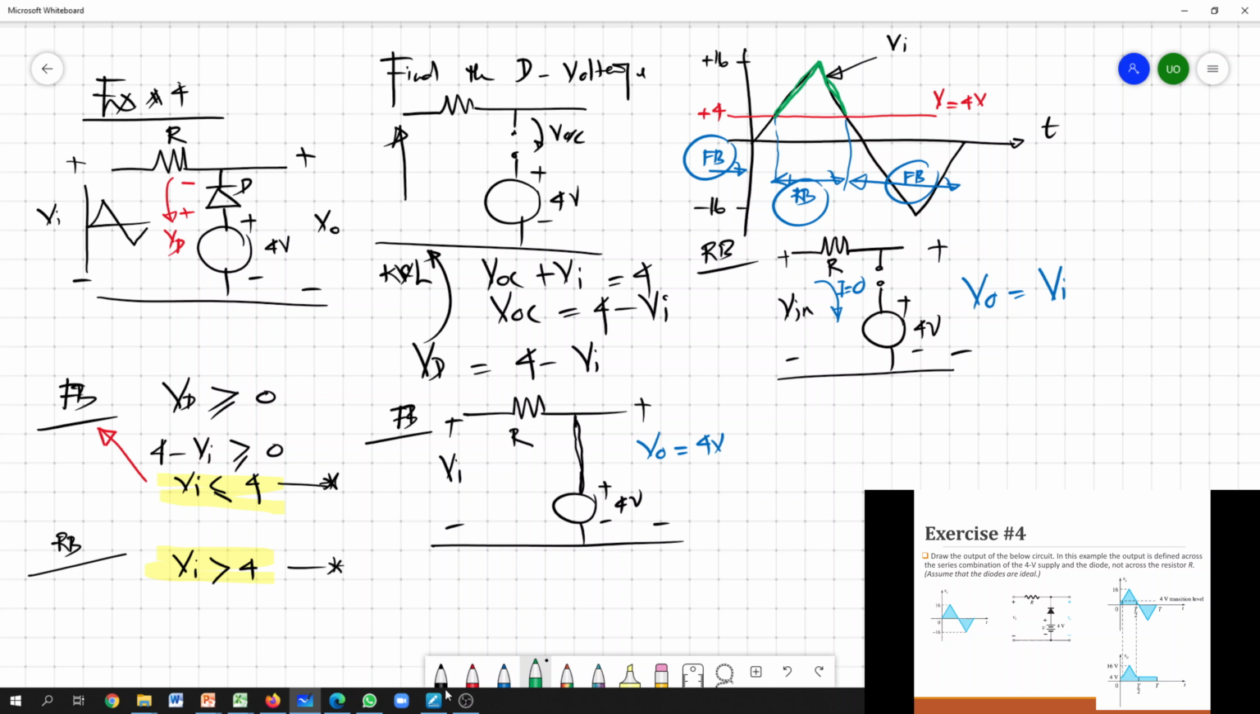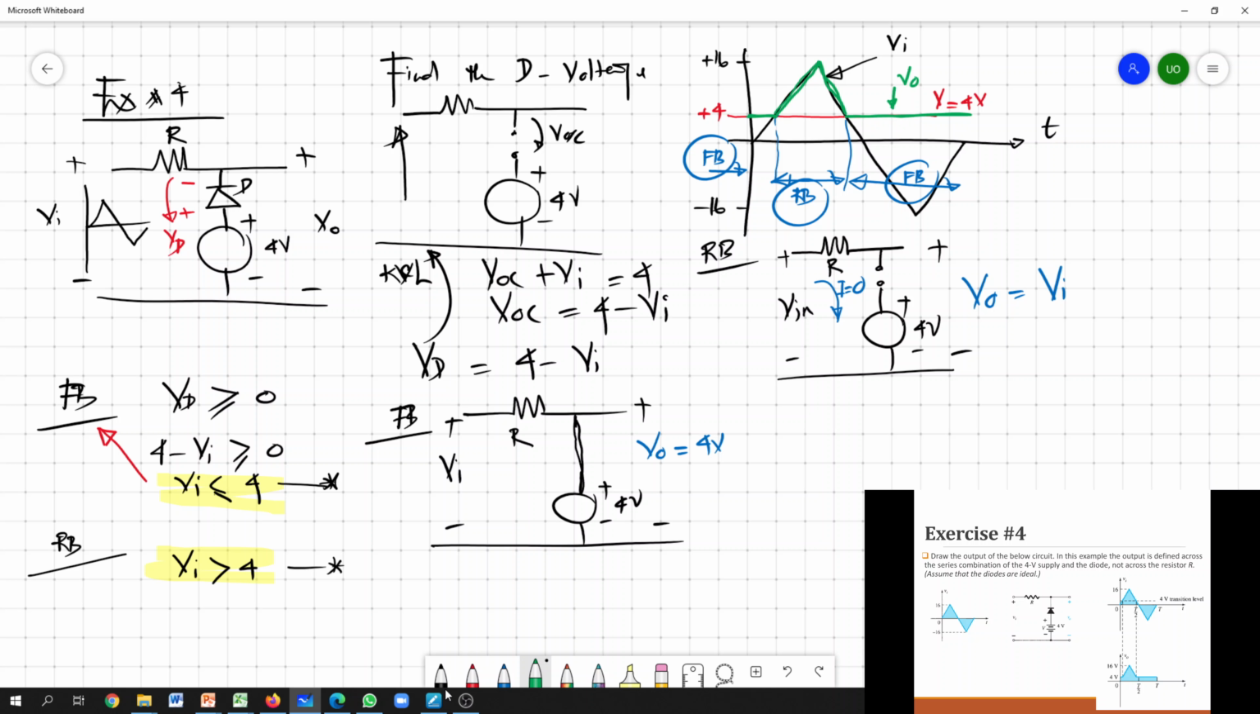Okay. So once the diode starts to forward bias, your output remains at 4. So it means this. So this is your output. Okay, so this is one exercise.